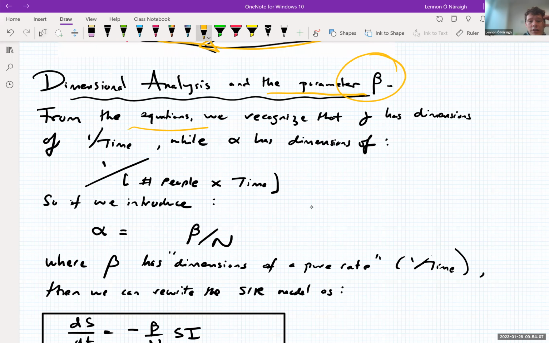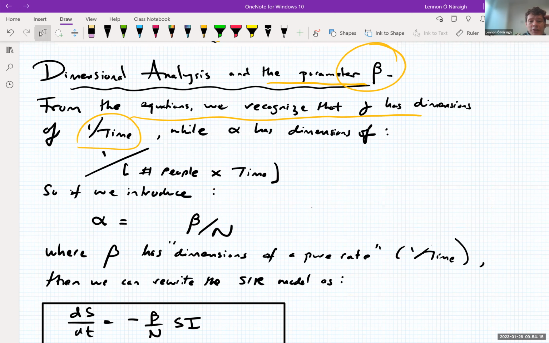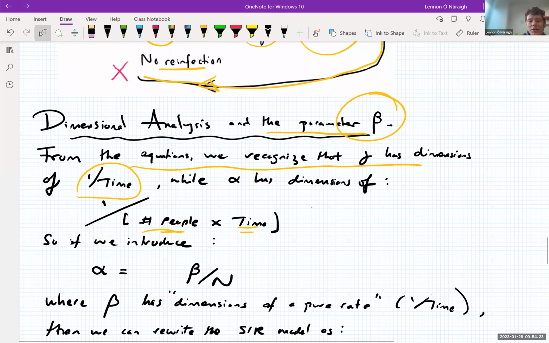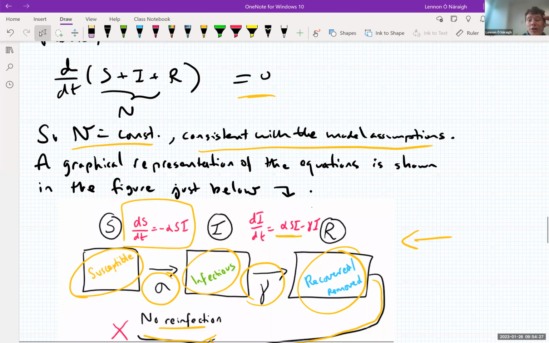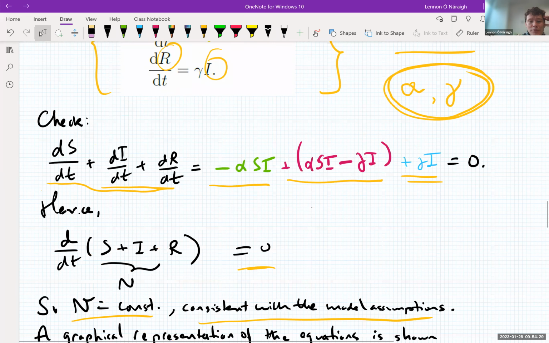So from the equations, we recognize that gamma has dimensions of 1 over time. So it's a true rate. But alpha, just doing the dimensional analysis, will be 1 over number of people times time. And you might say number of people is not a physical unit, and it's not, but we have to regard it as such for the present purposes.